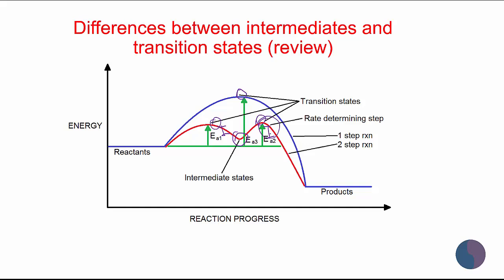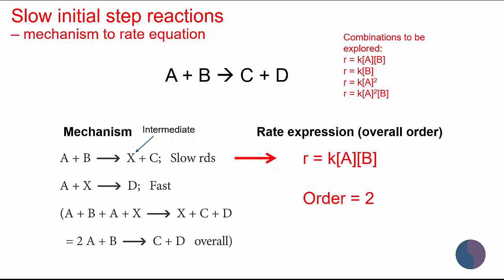So it could be a nasty question if they use that, don't tell you any other information besides this graph, and you have to say, oh, it must be the second one that's the rate determining step because it's got a higher activation energy. Okay, that's just some review.